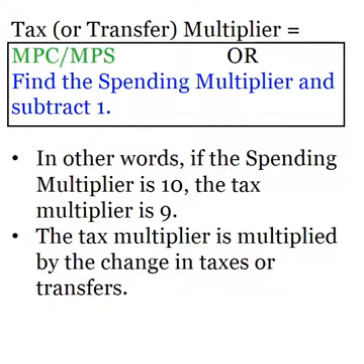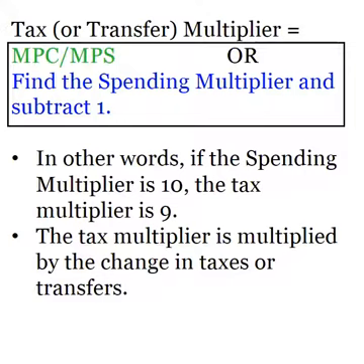There are two different ways to calculate the tax or transfer multiplier. The first one is similar to the equations we've seen before. The spending multiplier was 1 divided by MPS. The tax multiplier is MPC divided by MPS. So you can use those ratios to calculate the multiplier. Or if those ratios are hard, sometimes people have a hard time dividing one decimal by another decimal without a calculator. You could use the spending multiplier and then subtract 1, and that'll work out the same way.